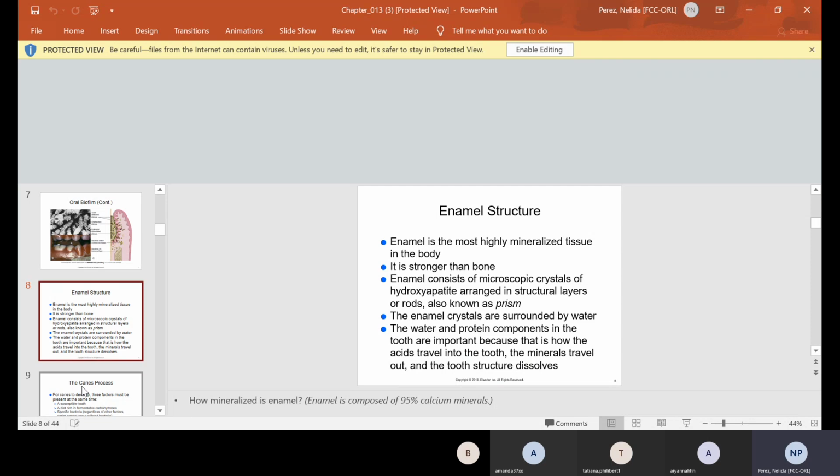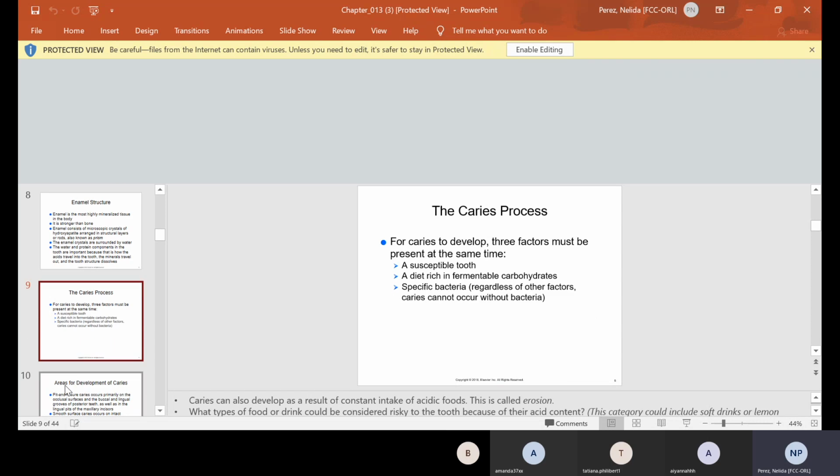Now, enamel structure. It is the most highly mineralized tissue in the body. It is stronger than bone. It consists of microscopic crystals of hydroxyapatite arranged in structural layers or rods, also known as prisms. The water and protein components in the tooth are important because that is how the acids travel into the tooth. The minerals travel out and the tooth structure dissolves.